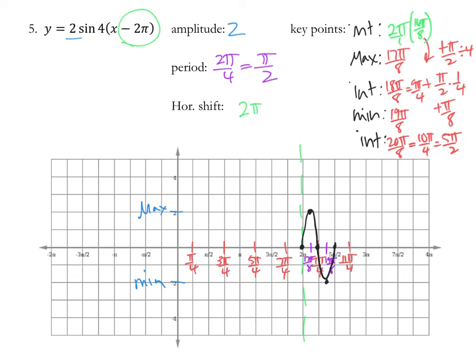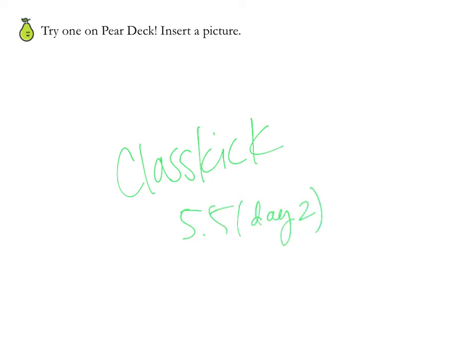All right, let's try the last one. Oh, well, the last one, instead of you trying this on Pear Deck, I'm going to have you guys go to Class Kick, and there's just one problem for you to do on Class Kick. It'll say 5.5, day 2, sine graphs. So if you guys can just log on, try that one. I will give you some feedback this evening just so you can have some idea of if you're on the right track. And again, we will check in on everything else tomorrow.